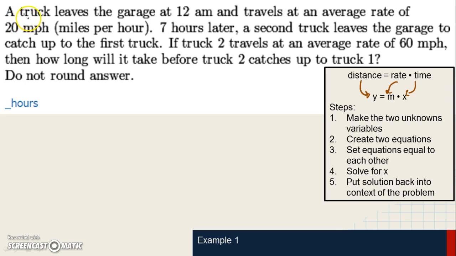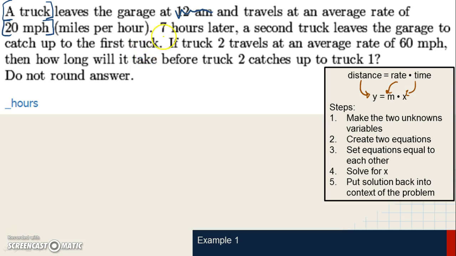A truck leaves the garage at 12 a.m. So we have a truck leaving the garage. We don't know which garage, but we know it's leaving at 12 a.m. Here's time. Now, it's important to distinguish between this time and the time that's in the formula. The time in the formula refers to how long something has traveled for. This is time of day, so it's not a relevant time. And it leaves at an average rate, there's the word that we're looking for, of 20 miles an hour. So that's an important piece of information for us.